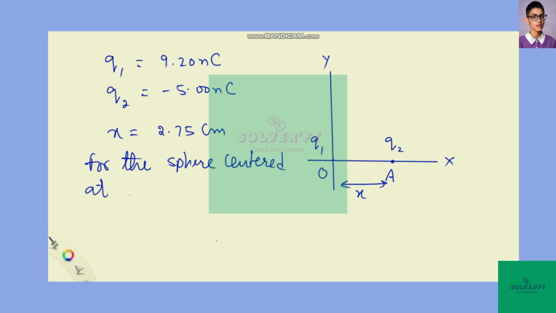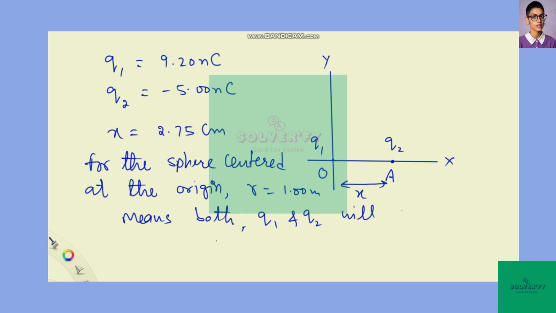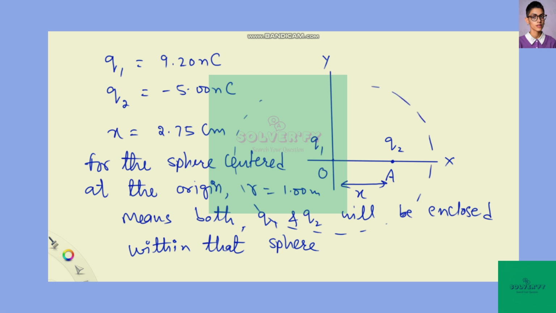Now for the hypothetical sphere, which is centered at the origin, its radius is given as 1.00 meter, which means both the charges Q1 and Q2 will be enclosed within that sphere. If we consider this to be the large sphere, both the charges are enclosed within that.